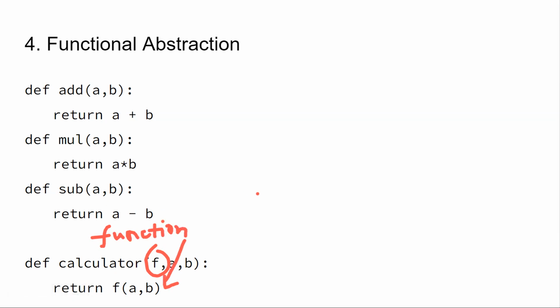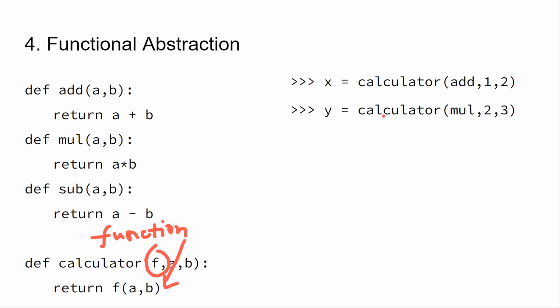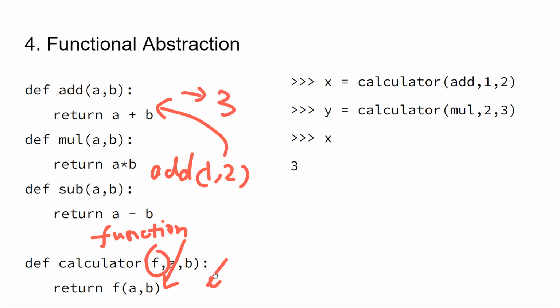So suppose I have x is calculator, add 1, 2. And y is calculator, mul 2, 3. So for x, according to the calculator here, it's add 1, 2. You just bring it into the function, so you return 3. And you have y, calculator, mul 2, 3. It's basically the same. Mul 2, 3, you take it into the function, you get 6.